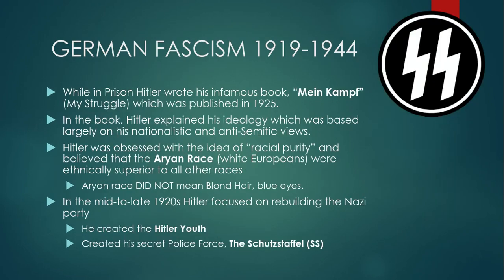So while in prison, he writes Mein Kampf. He explains his ideology, which is based largely on nationalistic and anti-Semitic views. And Hitler was obsessed with the idea of racial purity. This belief that the Aryan race, or white Europeans, were ethnically superior to all other races. Now, Aryan doesn't mean blonde hair, blue eyes, but that's often the image of it.